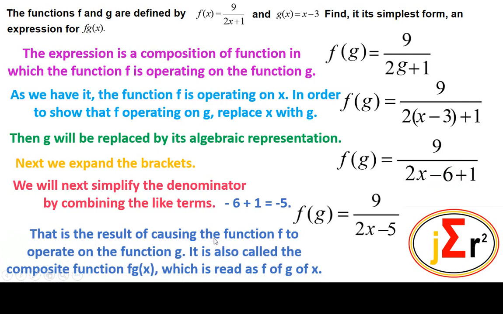This is the result of causing the function f to operate on the function g. It is also called the composite function f of g of x, which is read f of g of x. And of course, we are using Euler's notation right here.